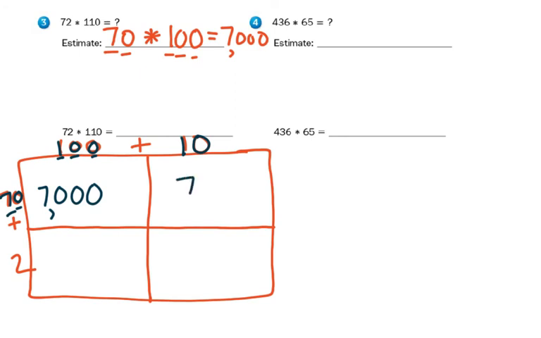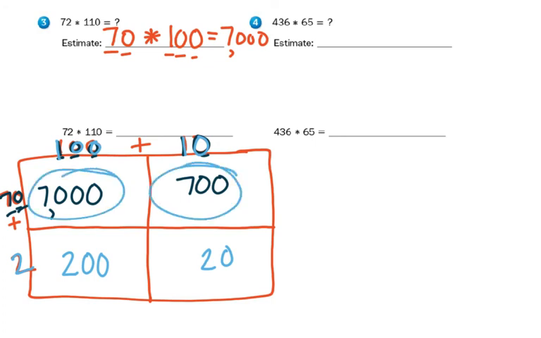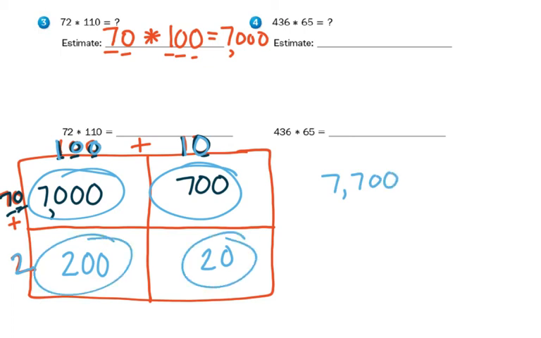7 times 1 is 7 with 1, 2 zeros behind it. Then I'm going to take 100 times 2, which is 200, and 2 times 10, which is 20. In this case, it's pretty easy to add all those up. Let's add up in our head 7,000 plus 700. 7,700, and 200 plus 20 is 220. We're going to add those numbers up.